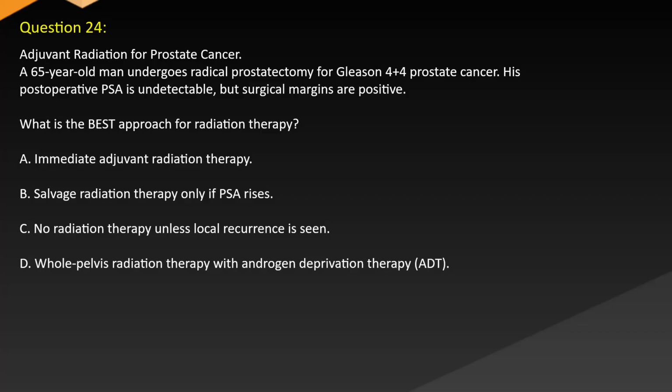Question 24. Adjuvant radiation for prostate cancer. A 65-year-old man undergoes radical prostatectomy for Gleason 7 prostate cancer. His postoperative PSA is undetectable, but surgical margins are positive. What is the best approach for radiation therapy? A. Immediate adjuvant radiation therapy. B. Salvage radiation therapy only if PSA rises. C. No radiation therapy unless local recurrence is seen. D. Whole pelvis radiation therapy with androgen deprivation therapy.